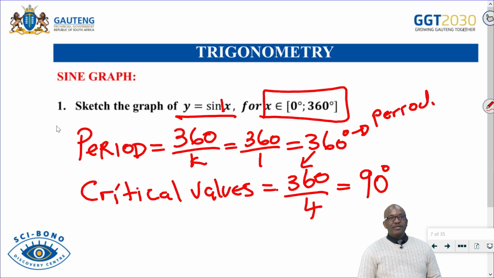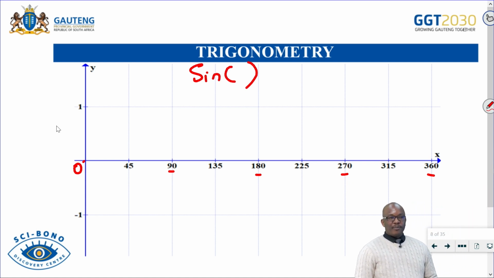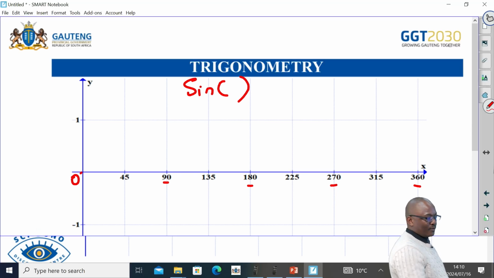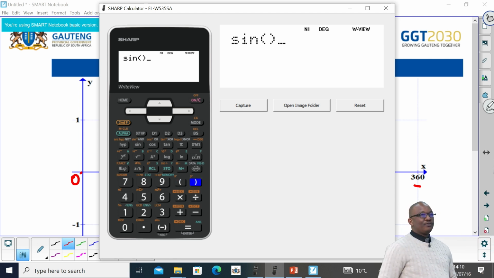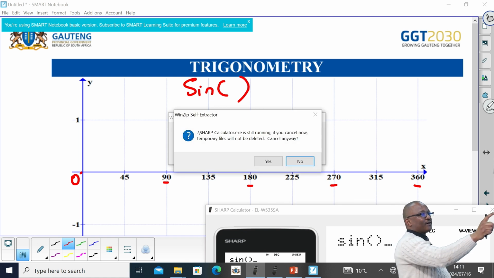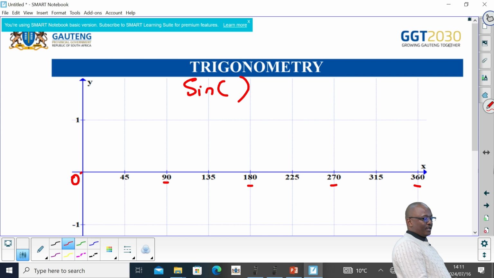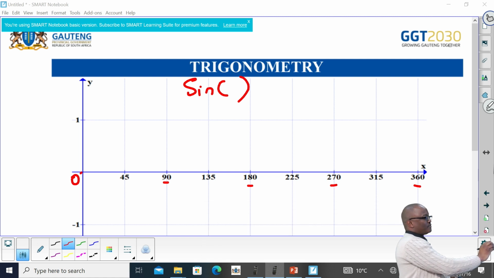So now, how do we then sketch our graph? You will go to your calculator, and in your calculator you must have sine, open bracket. When you're saying sine open bracket, where there is x, that's where you put the bracket. So now, on our calculator, you will just press your sine, and you open the bracket and close the bracket. Then remember, on our equation there, we have the values that we need to substitute, which is the values of what? The values of 0, 90, 180, 270, and 360.